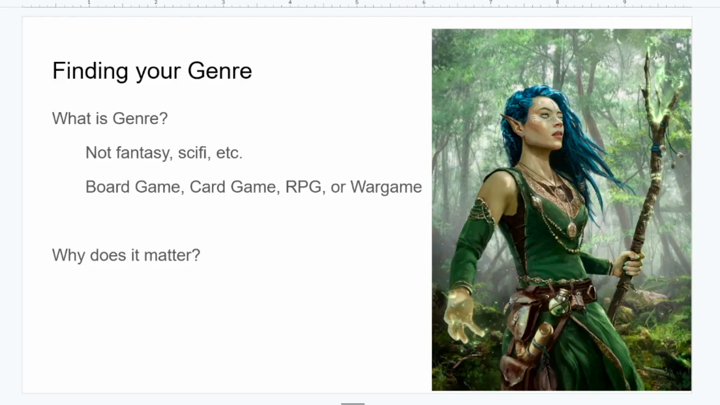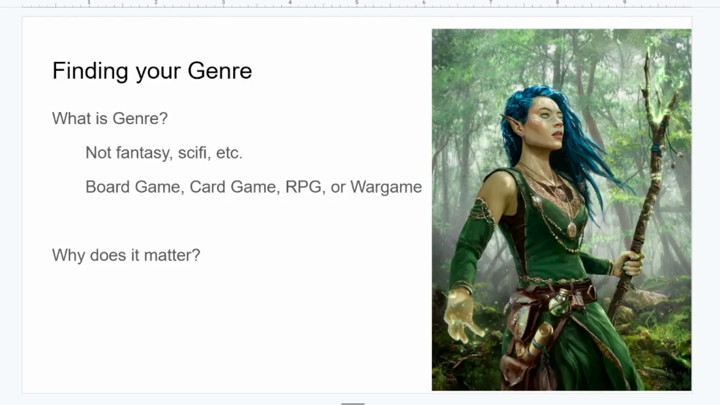So for example, subgenres within card game would be party card game like Apples to Apples or Cards Against Humanity. There would be trading card game. These would be things like Magic the Gathering or Flesh and Blood. And then, of course, there's the expandable card game, which is what my company specializes in. These would be games like Android Netrunner, Arkham Horror, so on and so forth.